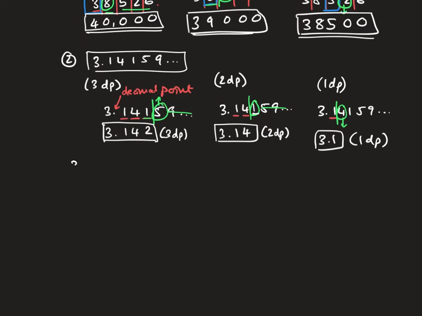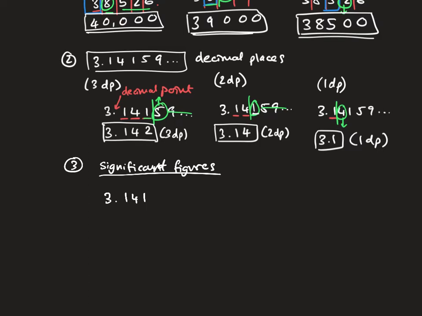So that's now the decimal places. And the third type of rounding is to significant figures. Now what I'll do is I'll do pi again, 3.14159. Now, significant figures are the first numbers that aren't 0 as you move from the left.